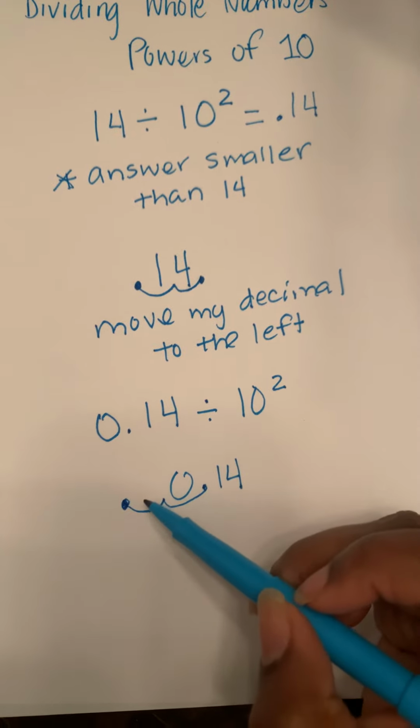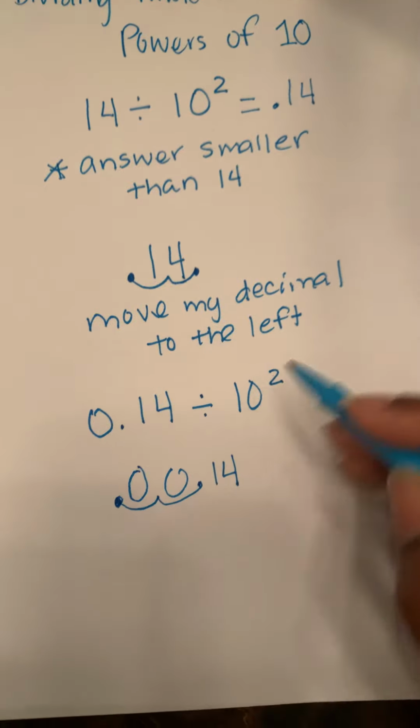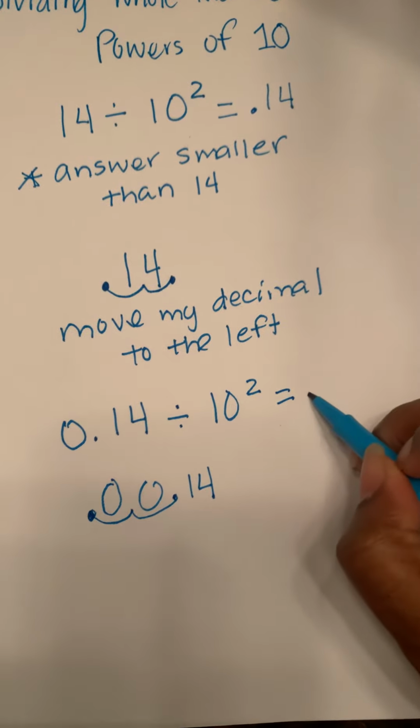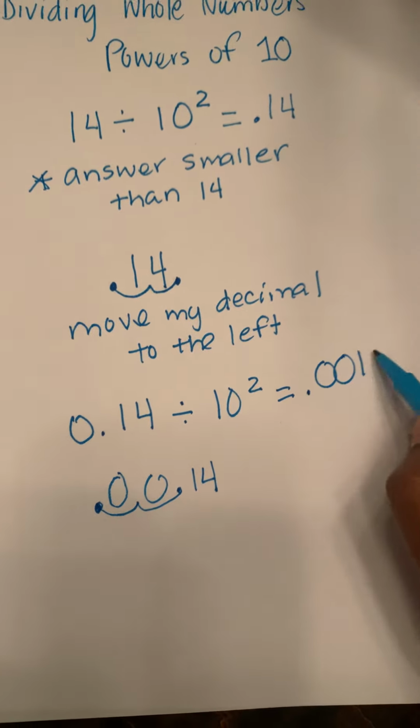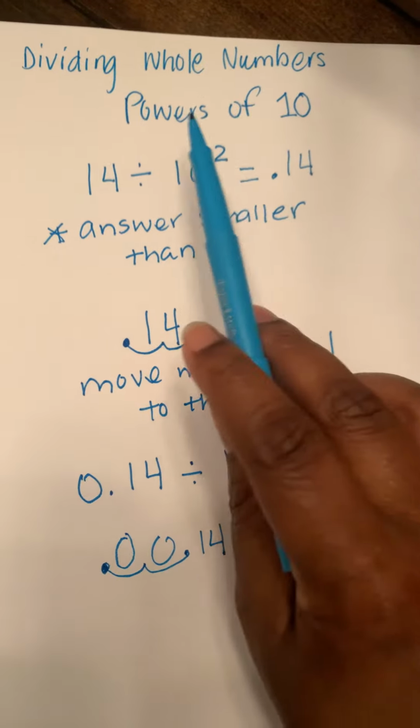Now I have an empty place value and I always put a 0. So my answer here is decimal 0014. Dividing whole numbers by powers of 10.